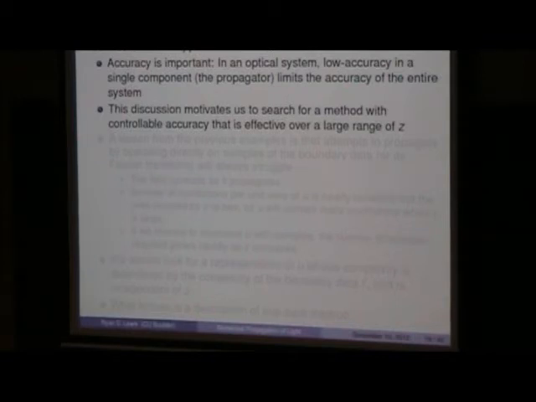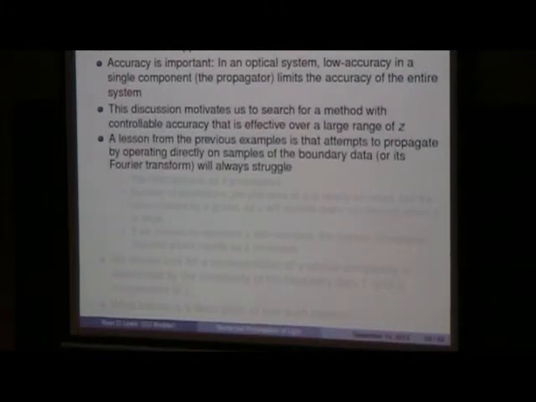So the discussion up to this point has sort of suggested we ought to be looking for algorithms that have guaranteed accuracy, so that you can request ahead of time a solution that's correct to 8 digits and get a solution that's correct to 8 digits and have confidence in the answer.